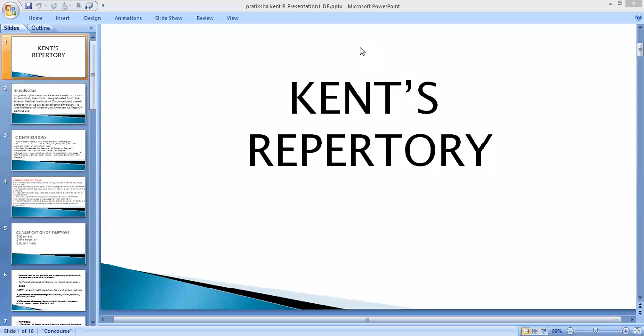Before his time or during his time, many physicians were using Boenninghausen's repertory and Lippe's repertory because they were present at his time, and they were commonly used. Many other repertories were also present, but Lippe's repertory and Dr. Boenninghausen's repertories were commonly used for working out cases and finding the similimum.